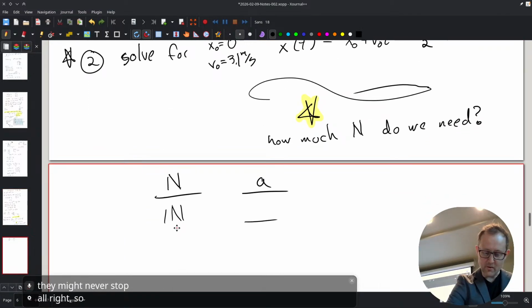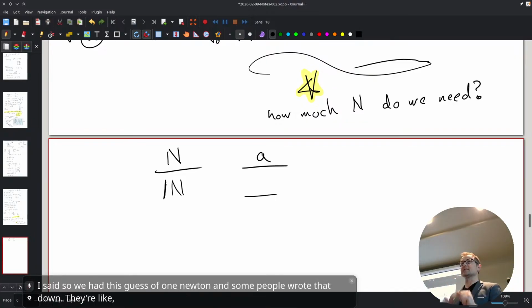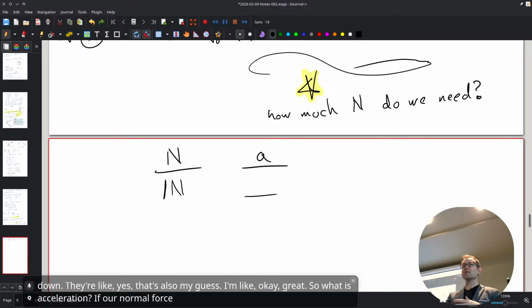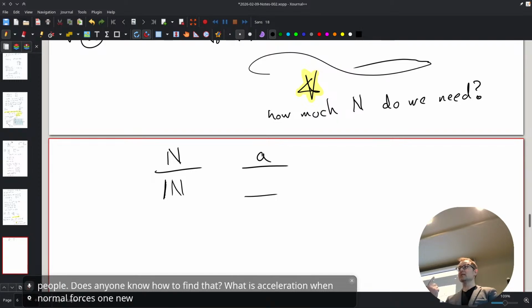All right. So we had this guess of 1 Newton, and some people wrote that down. They're like, yes, that's also my guess. Okay, great. So what is acceleration if our normal force is 1 Newton? Does anyone know how to find that? What is acceleration when normal force is 1 Newton? Do you know what the number is?